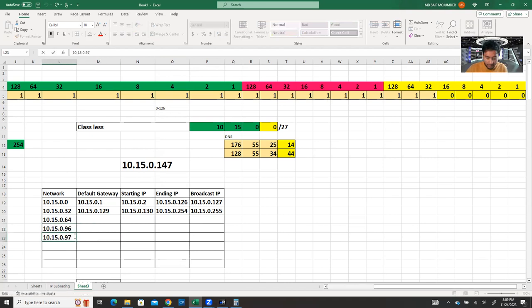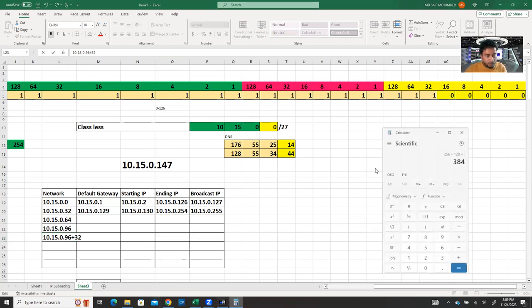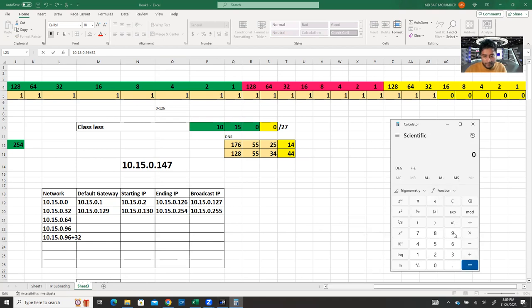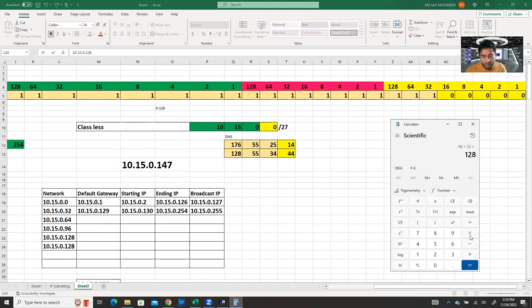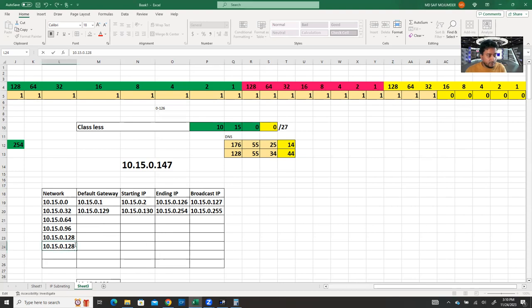And then add 96 plus 32. What's the number you're gonna get? 128, right? And then what should be your next network number? 128 plus 32, right? So calculate it. 128 plus 32. What number you're gonna get? 160, right?